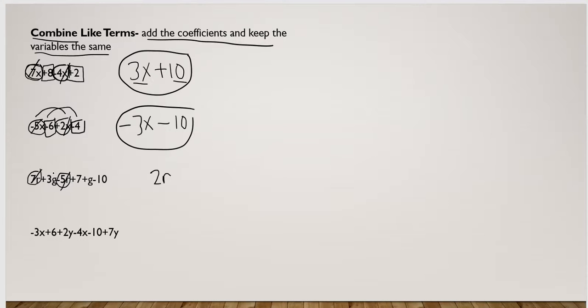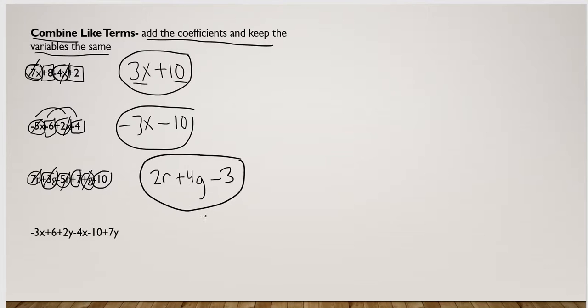We can also combine the positive 3g and the positive 1g, and that would be positive 4g. Then we can combine the 7 with the negative 10. Because there's a subtraction sign in front of it, it makes it negative. So 7 plus negative 10 is negative 3, and this would be our simplified answer. We can't combine any of these because they are not like terms. This one has an r, this one has a g, and this one is just a constant with no variable.